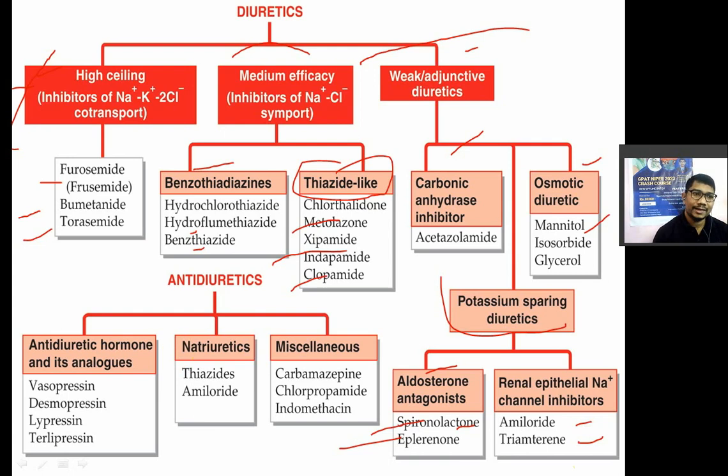Now anti-diuretics, and they will increase the blood volume. They will decrease the urine formation. They will increase the blood volume. So in that you have anti-diuretic hormone and its analog. So ADH, anti-diuretic hormone, is also known as vasopressin.